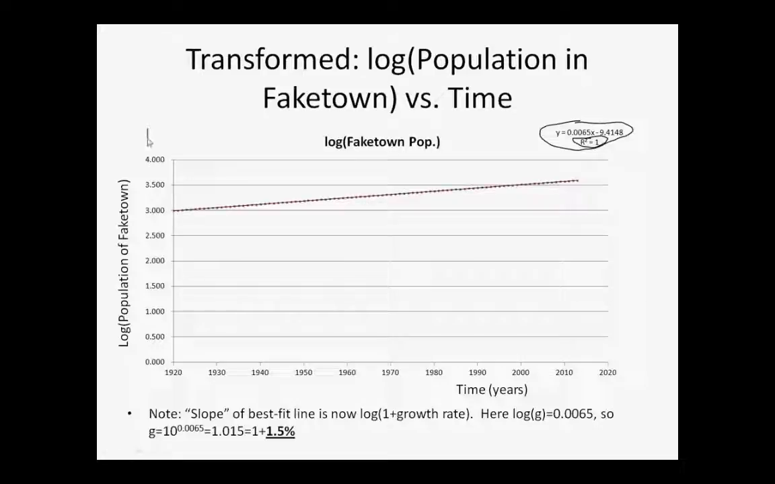You'd have to do 10 raised to the log, if you remember your log rules, 10 raised to the log of the population to get any kind of meaningful population out of this. This would give you the actual population in a given year.